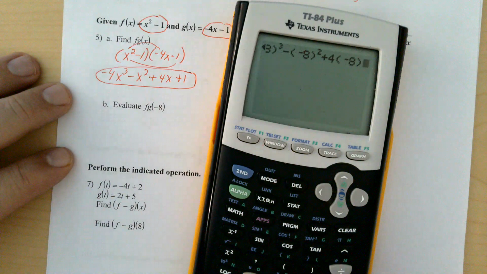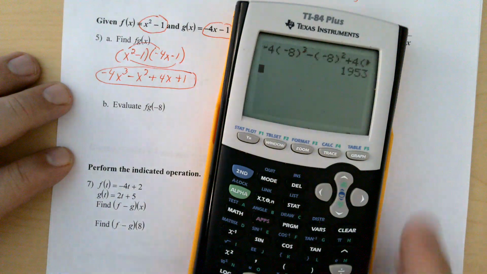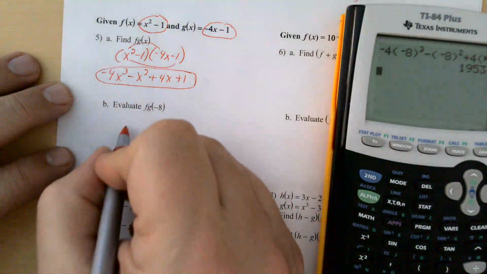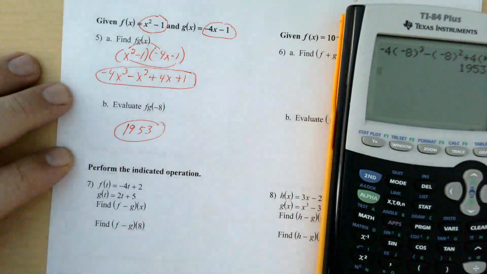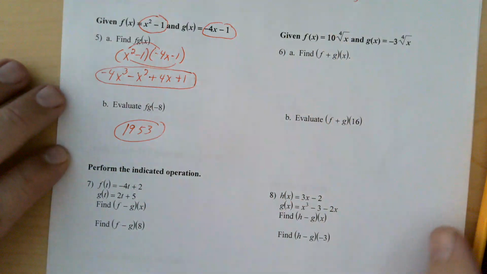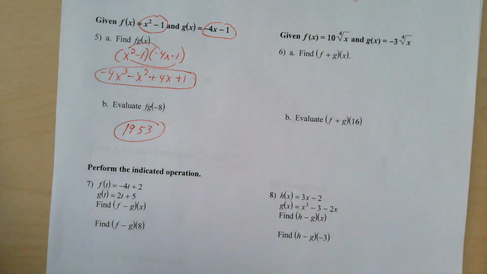And then I'm going to have a plus 1. And I hit enter, and I get 1,953. Okay? Not hard, so don't be confused by that.